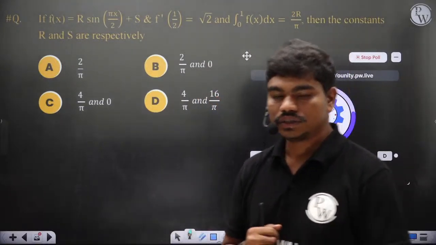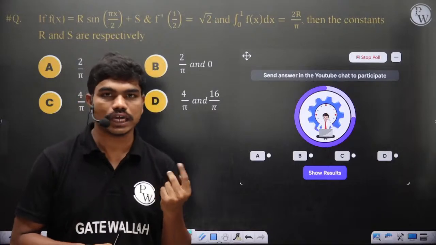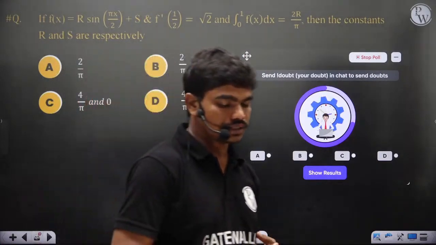Come on. So solve this question. You have two unknowns, capital R and capital S, and also you have two equations. This is one equation and this is another equation. You can solve. Come on, do this.